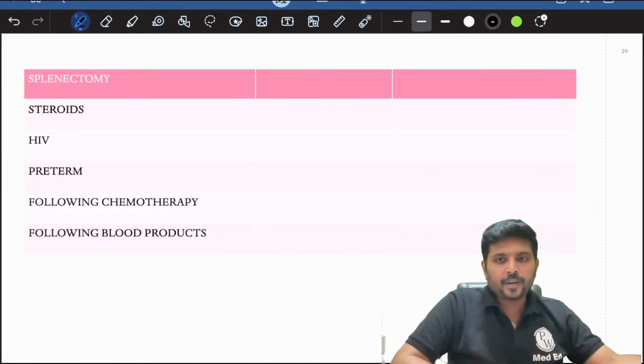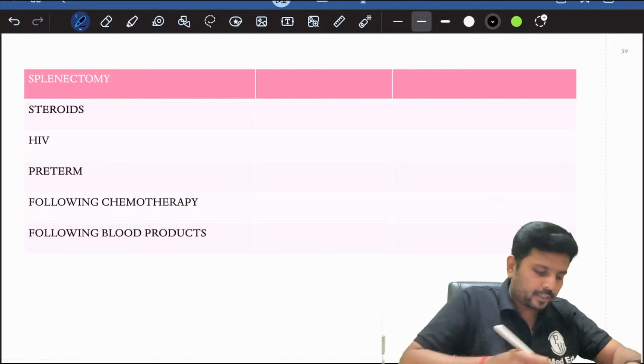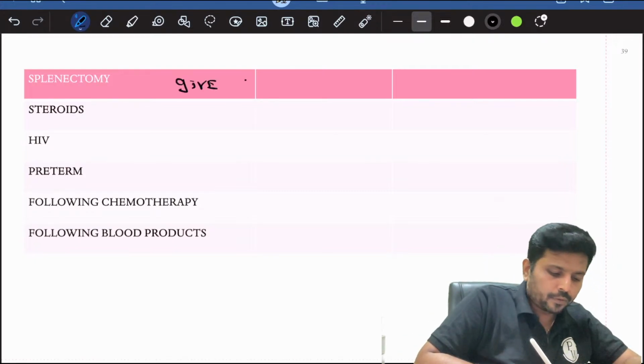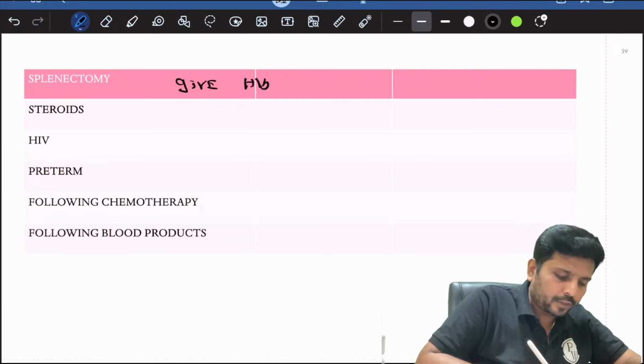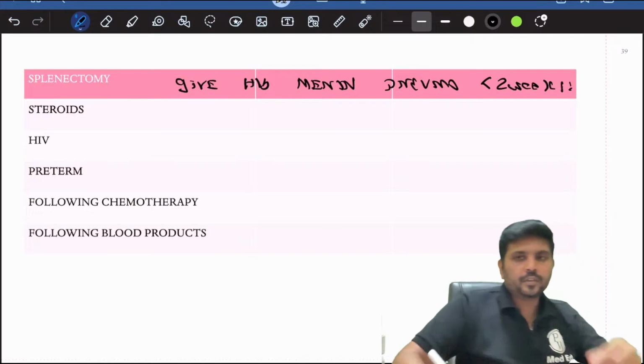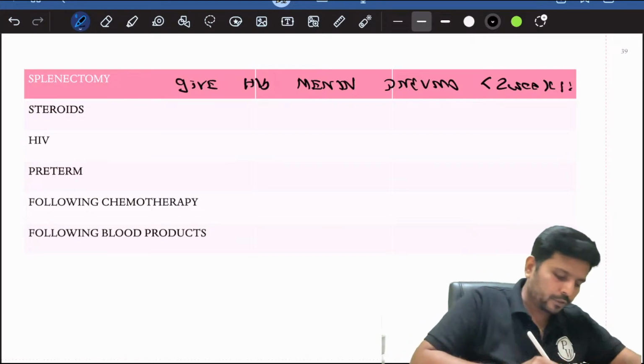Splenectomy with respect to vaccination: give Haemophilus influenzae, meningococcal, and pneumococcal vaccines, 2 weeks before splenectomy.